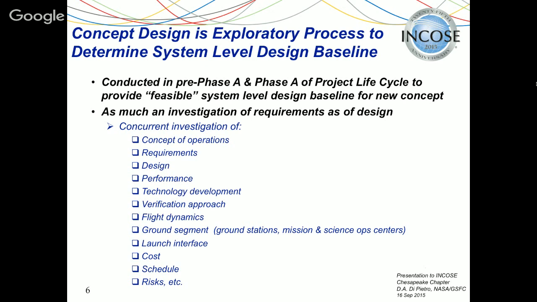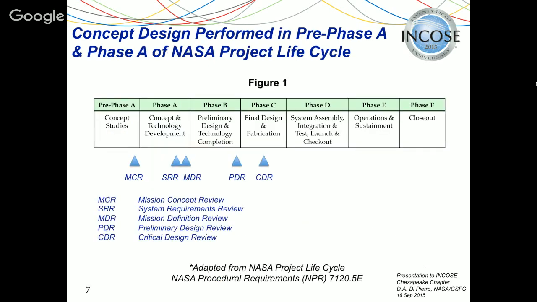And it involves a concurrent investigation of a number of things, including ConOps, requirements, design, performance, technology development, verification, flight dynamics, ground systems, etc. And it happens in the first two phases of the project lifecycle. This is the NASA project lifecycle in an abbreviated form. Pre-phase A and phase A are the two phases where concept design is conducted.